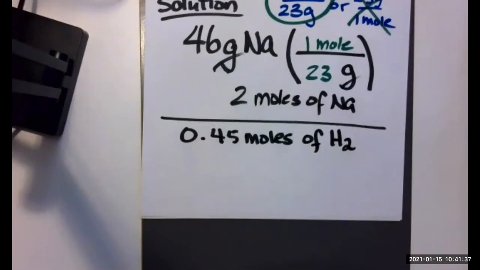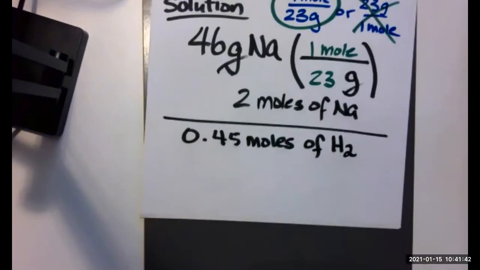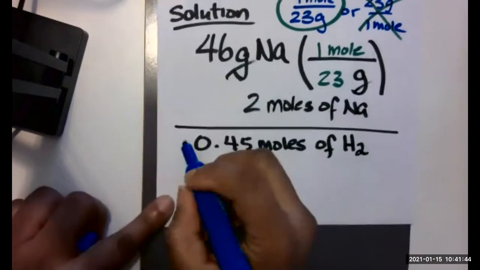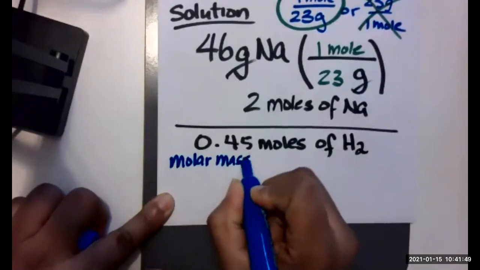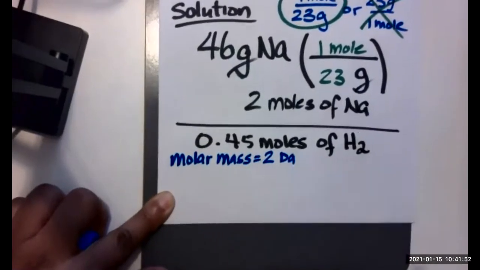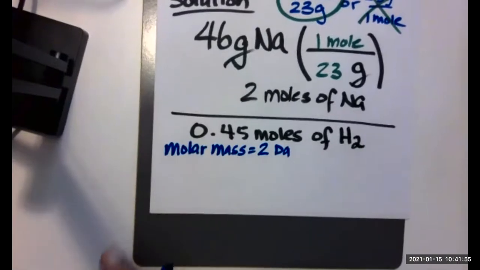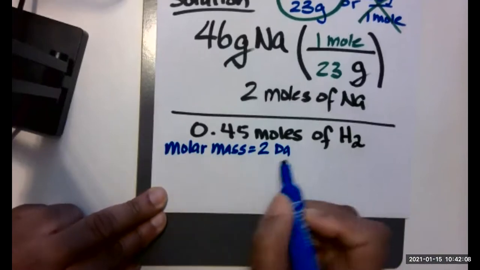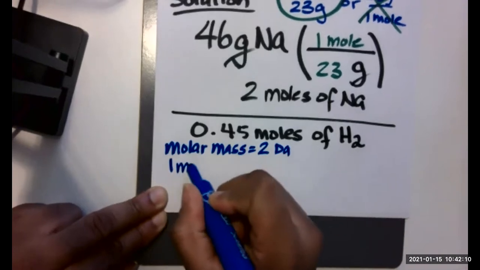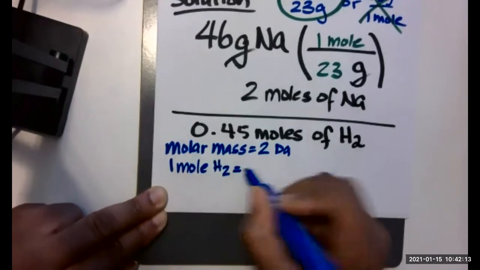Figure out the atomic mass of hydrogen. Yes, which is 1. But I have a molecule here. So it would be 2. Very good. So my molar mass is 2 Daltons. What does that mean? Wesley? Does that go into one of the conversion factors? Yep. So 2 Daltons means that 1 mole of hydrogen equals what?